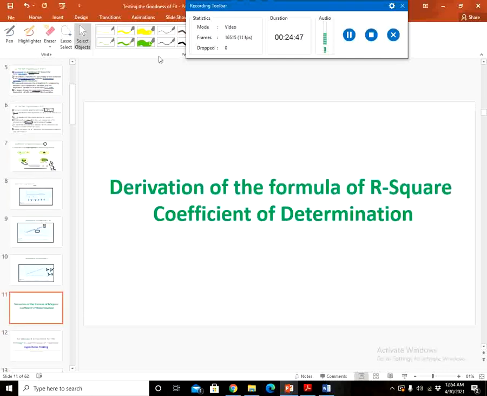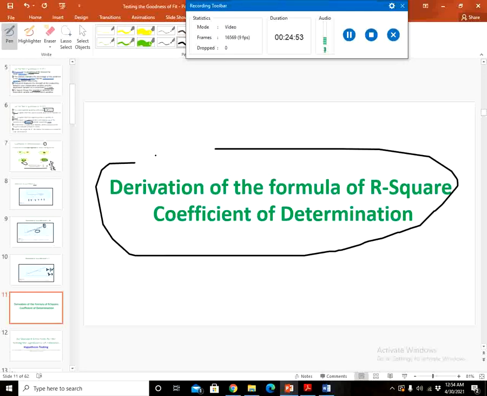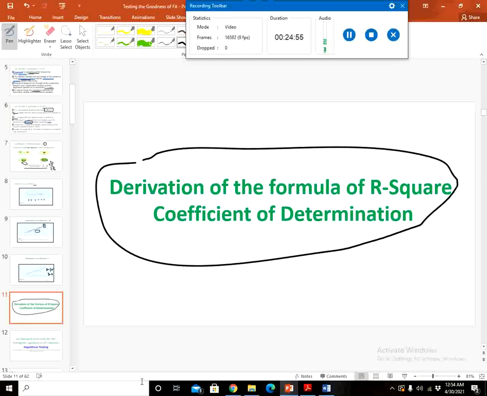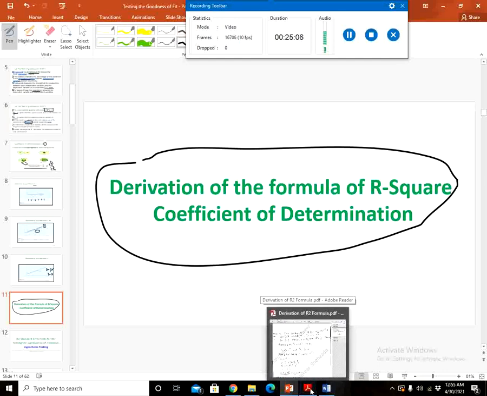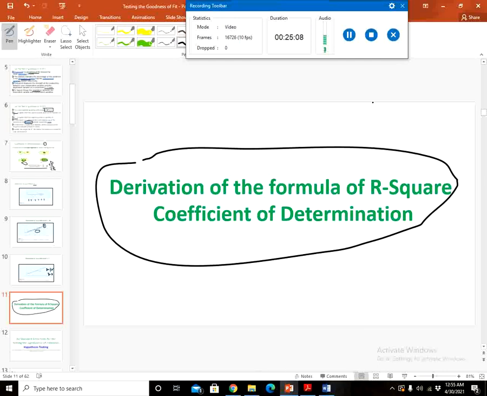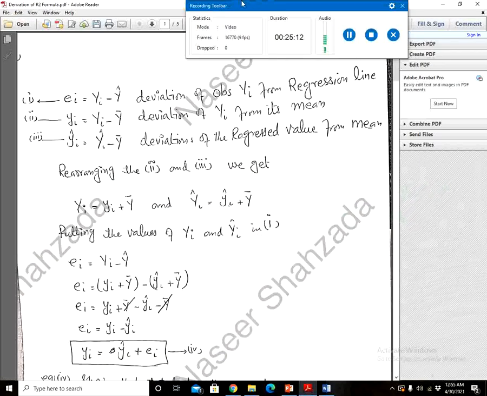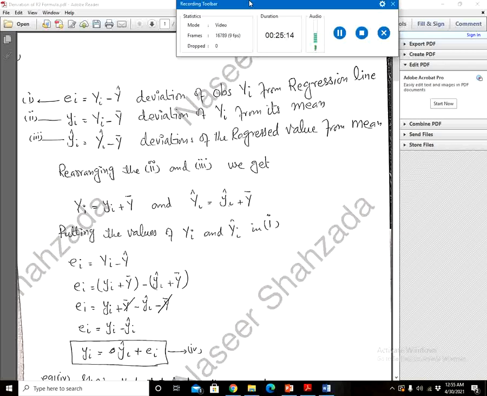Now our topic is that we want to derive the formula of the R square. For that we use a PDF file, from where we will do a step-by-step derivation of the R square, and this is the file right now.